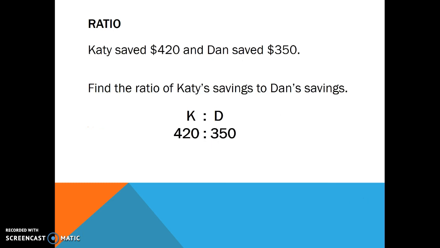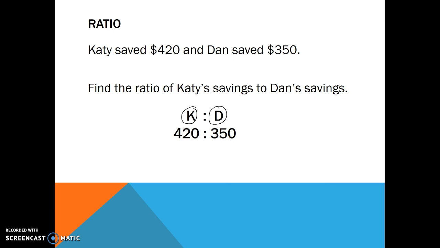On to the next problem. So Katie saved $420 and Dan saved $350. Find the ratio of Katie's savings to Dan's savings. So if we say we want to find the ratio of Katie's savings to Dan's savings, we're going to say K, here it is right here, Katie to Dan, and fill it in with 420 to 350.